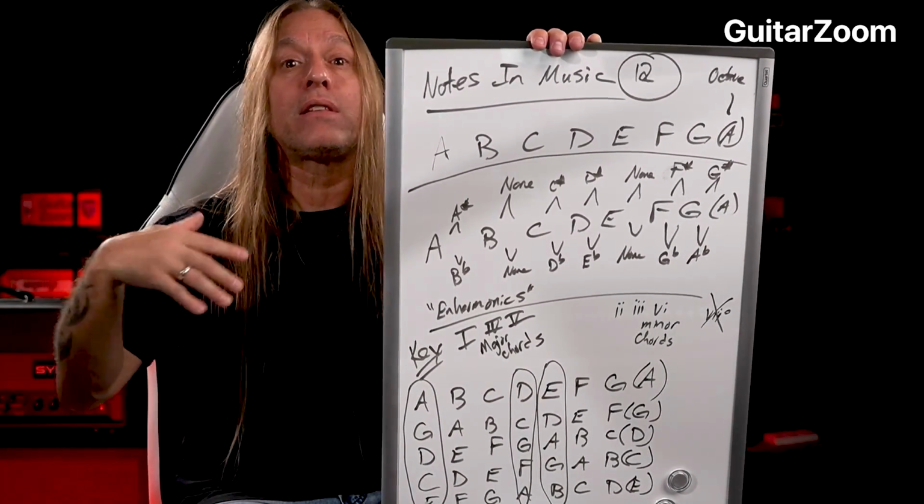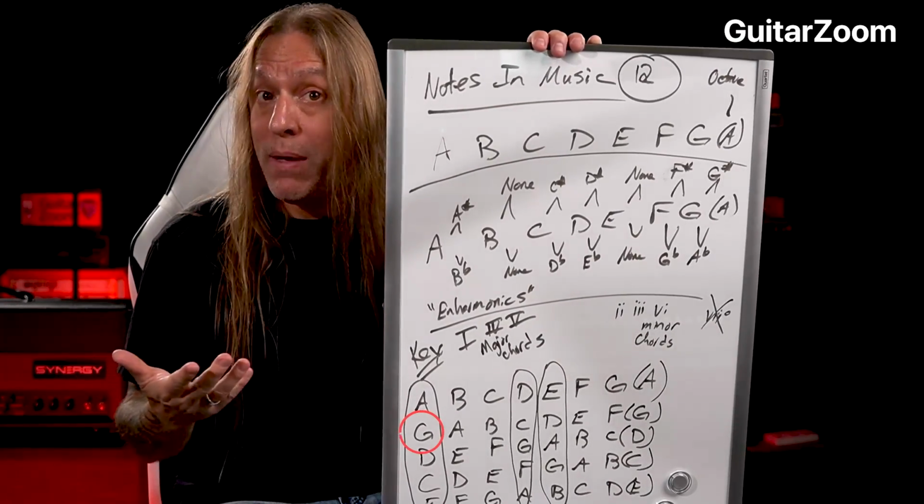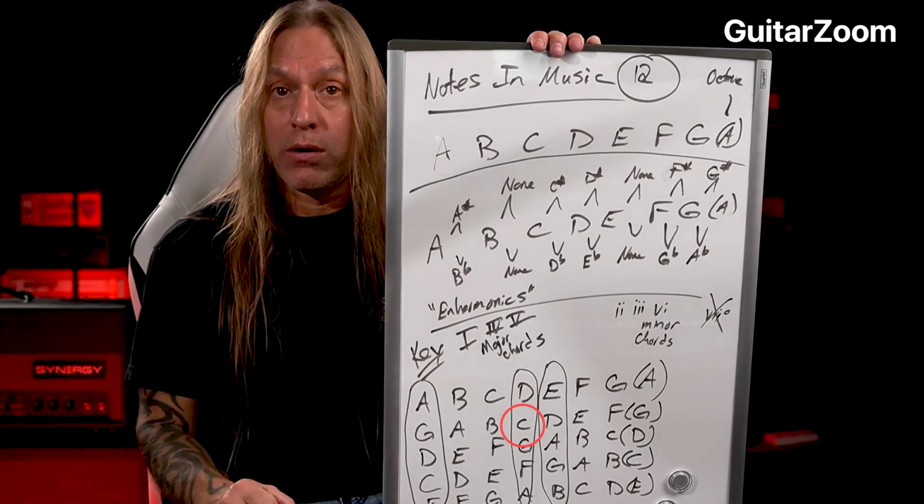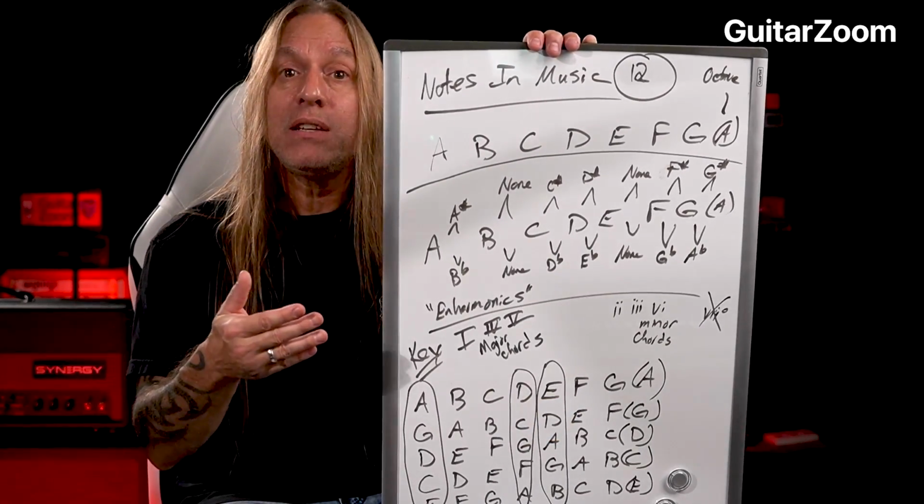We can learn that further down the line, but for our discussion today, let's not worry about that. So G would be the first chord, G major. C would be the fourth chord, C major, right? D would be the fifth chord. So G, C, and D.